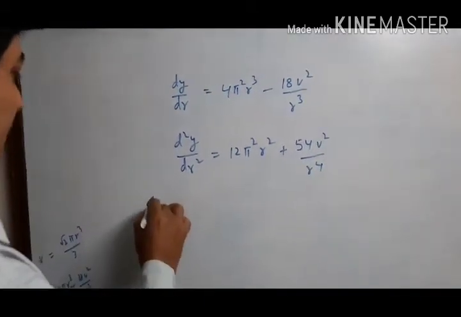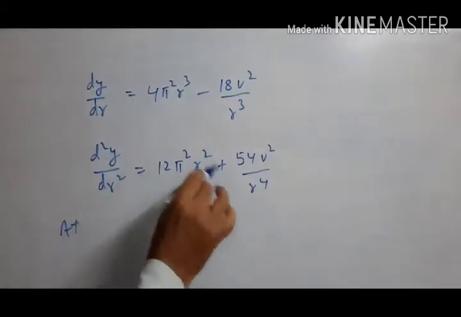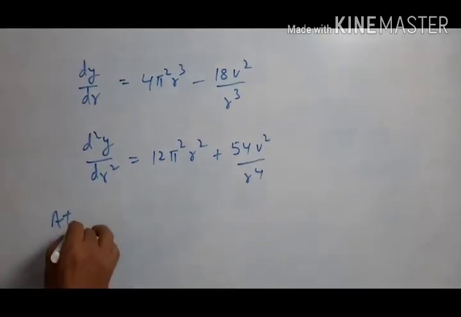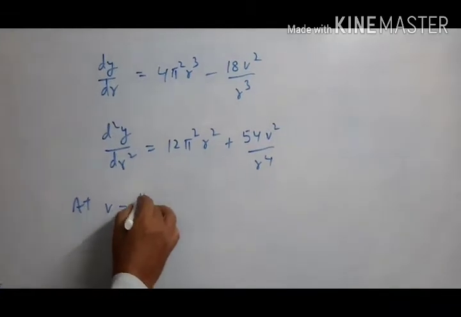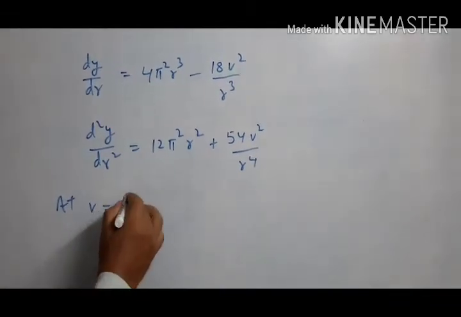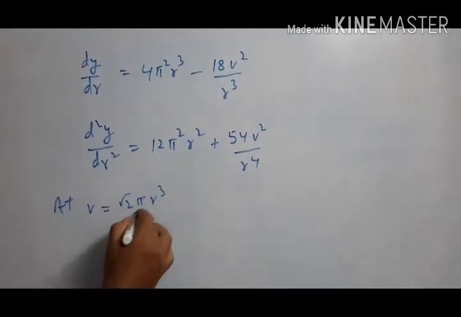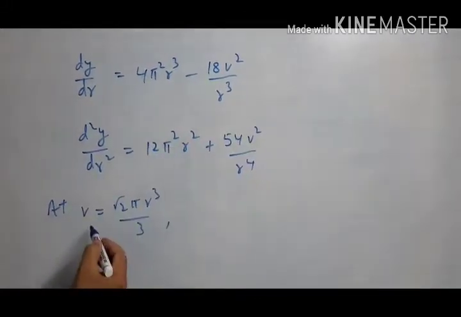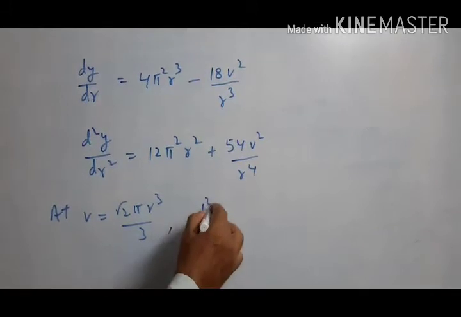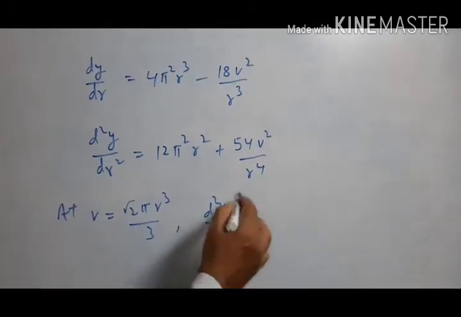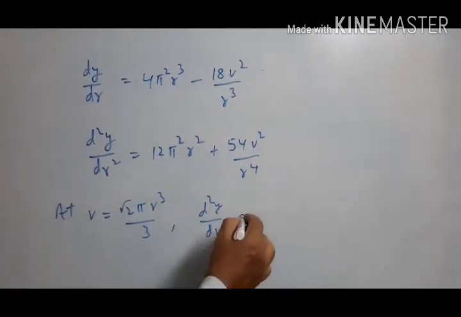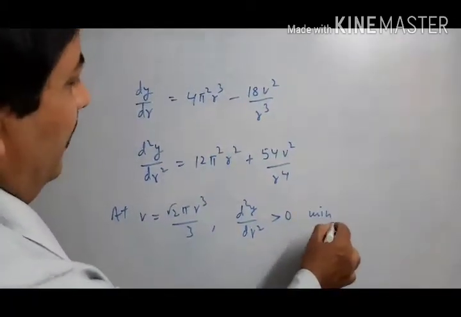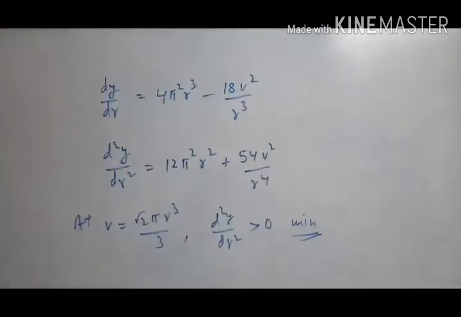So now you are going to check this second order derivative for minimum or maximum value at V equals root 2 pi r cube by 3. The value of this looks positive, the value of V is positive, so d square y by dr square must be greater than 0, positive. That means minimum. That's what the question speaks.